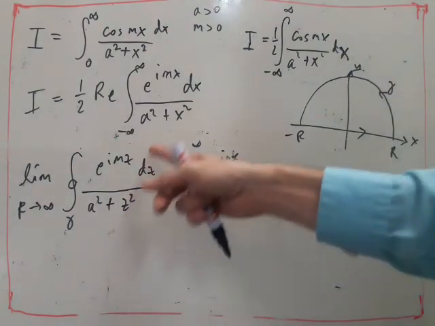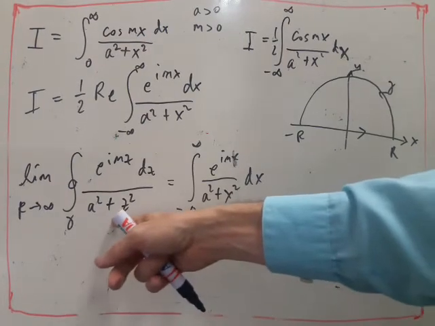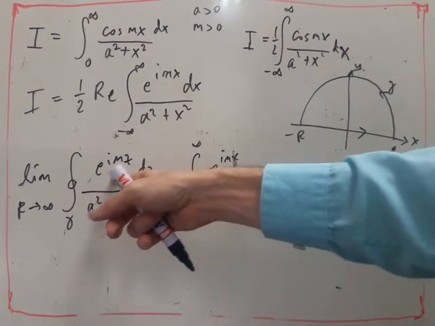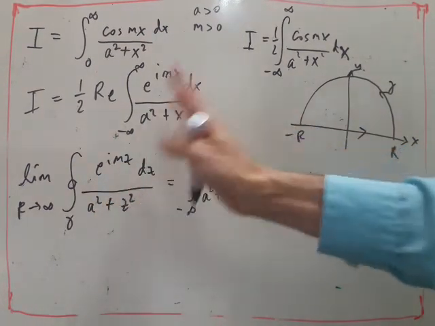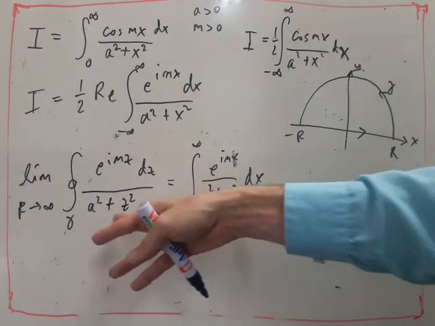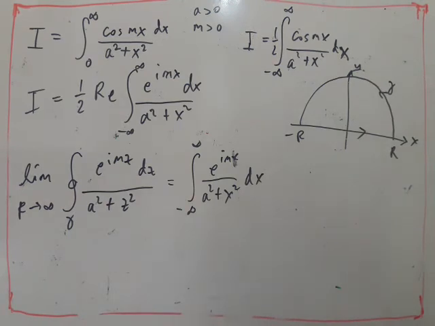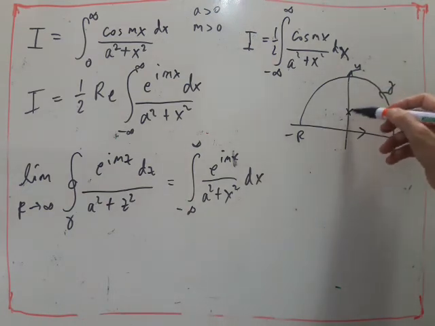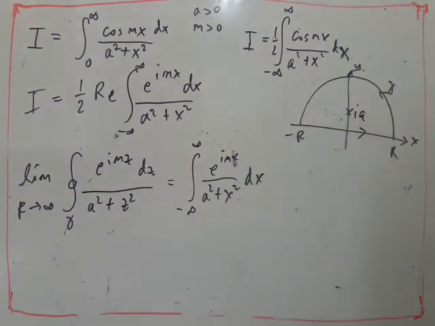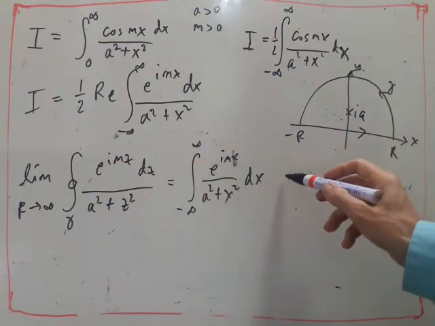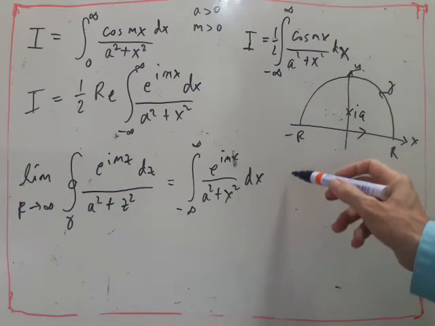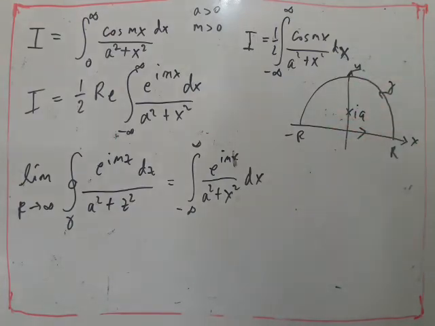So we need to work out where the poles of this are. So e to the imz never has any problems except at infinity. This obviously is going to have poles at z equals plus or minus a. So we have a pole inside the contour here. So we need to work out the residue at this thing here.